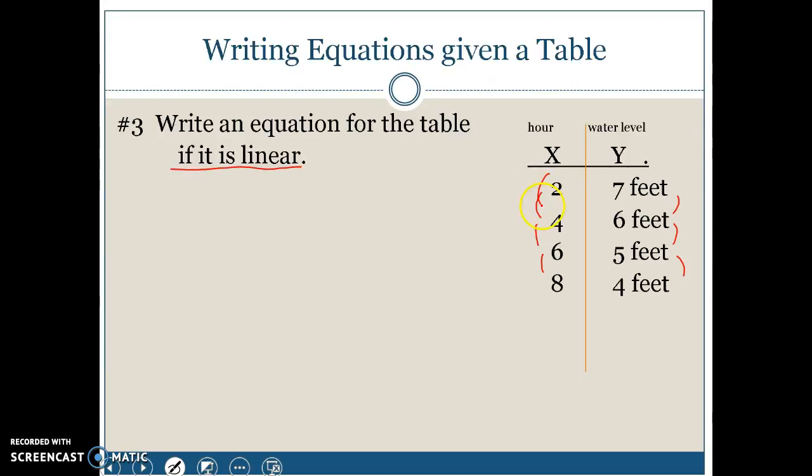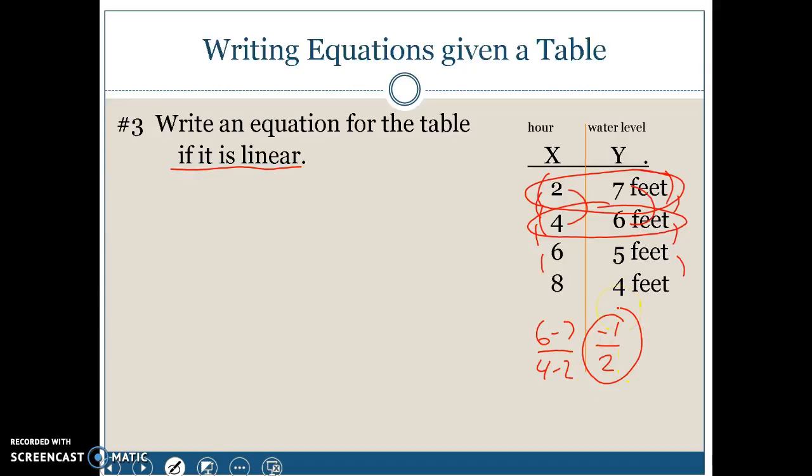Let's say I pick this point here and this point here. Let me circle them just to make sure we know what we're talking about. I'm going to take y2 minus y1, that's 6 minus 7, over x2 minus x1, that's 4 minus 2. Well, 6 minus 7 is negative 1. It goes down a foot every 4 minus 2, every 2 hours. So the slope is negative a half. The level of the water in the pool is going down a half of a foot every hour. That's their slope.